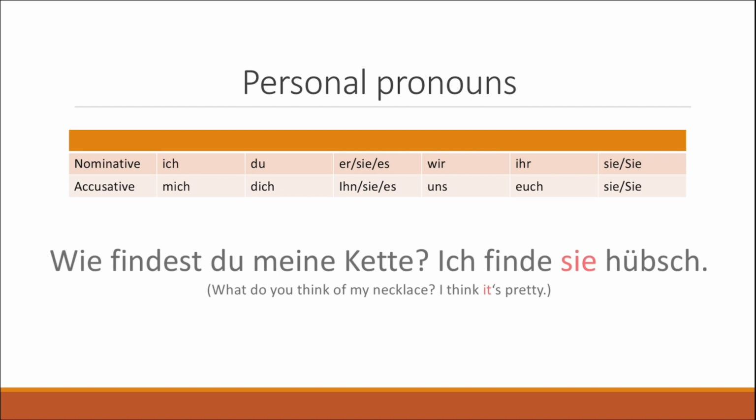Here you can see the last case. Because we're having a feminine noun, in this case meine Kette, we're going to say ich finde sie hübsch. Even though we are talking about an object in the third person, we have to make this differentiation in order to be correct, in order to not make any mistake while talking.